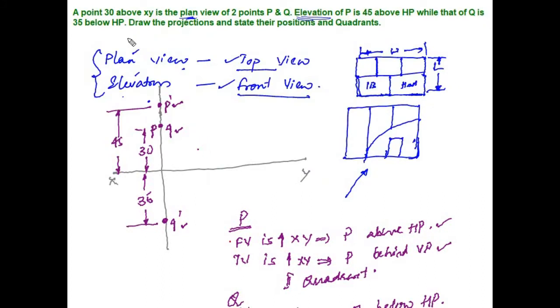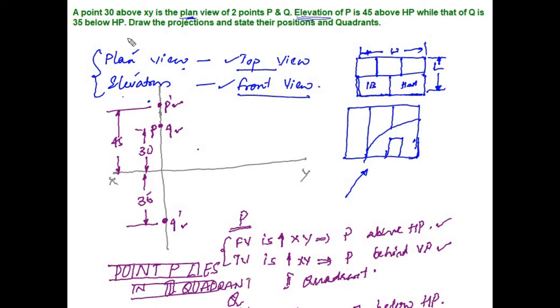So while drawing in your drawing sheet, you have to draw these things properly. But while writing, you need not write this description as such. You can directly draw two lines and write point P in capital letters, point P lies in second quadrant, in a single line. Similarly for point Q. Understand?